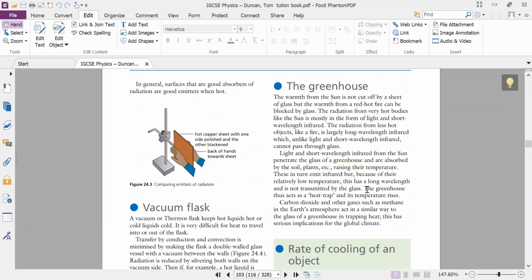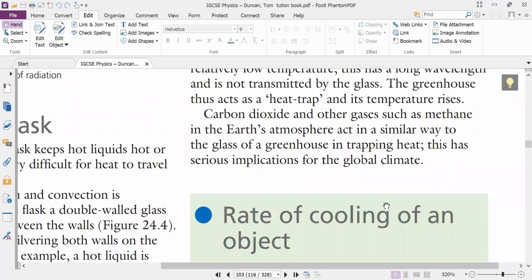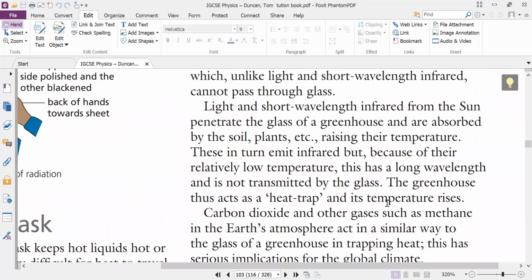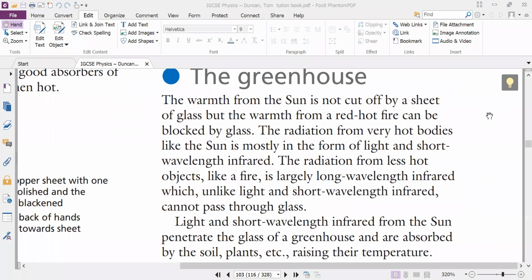The next important thing is the greenhouse effect. In the greenhouse, what we do is absorb the heat, or you can say we capture the heat. What is going to happen in this one? Okay, Abdullah, read this one. The greenhouse. Two types of phenomena. First thing, what he mentioned, is that whenever the heat from the sun comes, it is not cut off by the sheet of glass because it can penetrate the sheet of glass over there. Whereas whenever we have fire heat, the fire heat can be blocked by the glass.